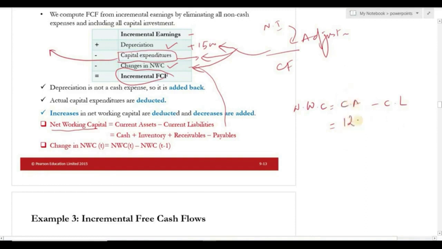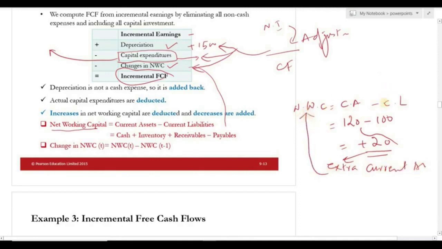Current assets are 120 but the current liabilities are 100. Our net working capital is plus 20, right? So this plus 20 is what actually? This is extra current assets, but we call these extra current assets not current assets, we call them net working capital.